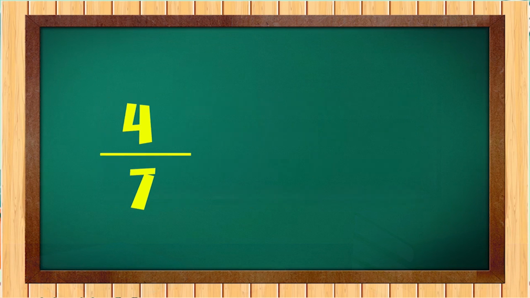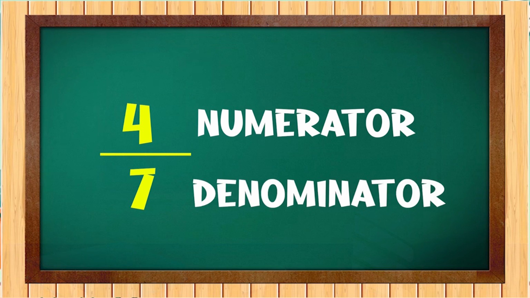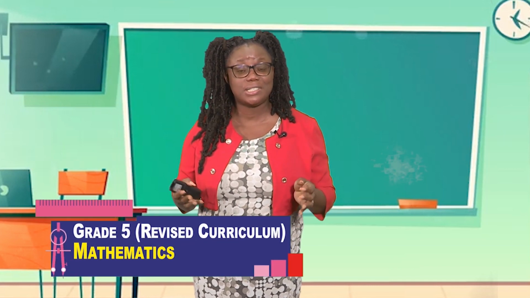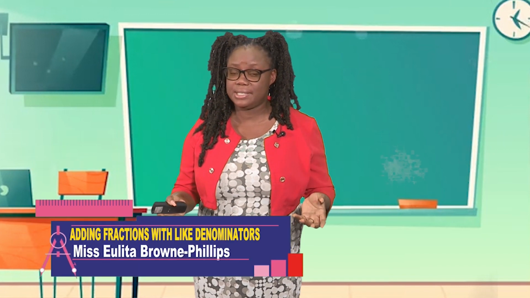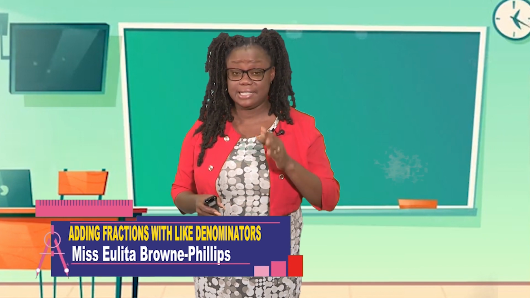So let's quickly look at this fraction, 4/7. Which number is the numerator? 4 is the numerator, the number of parts we are talking about. Which number is the denominator? 7 is the denominator, the number of equal parts the whole is divided into. So boys and girls, our topic today is adding fractions with like denominators. When you hear the word like, what comes to your mind? The same.